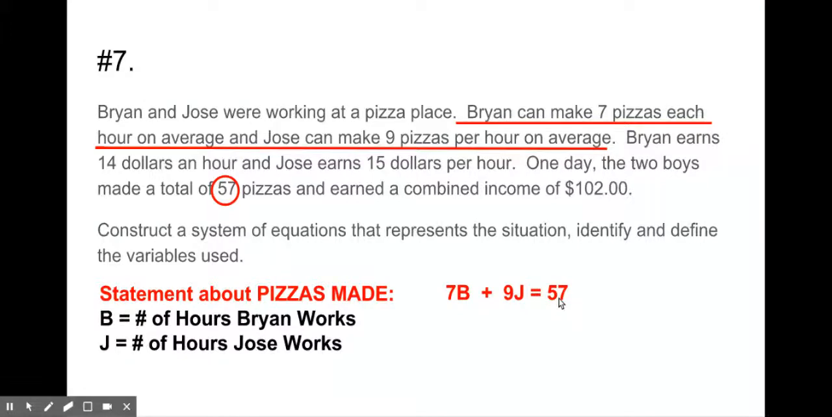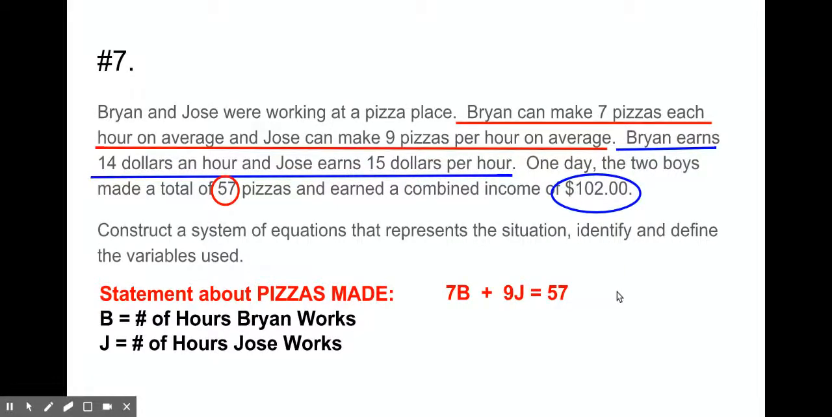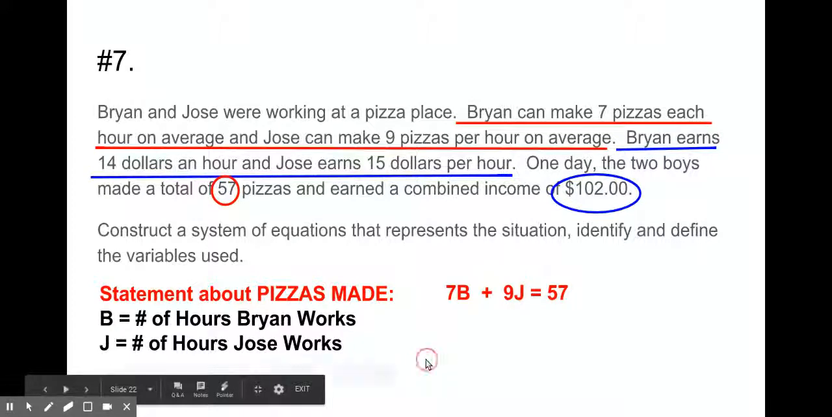Now there's more information here that we need to look at. I'm going to underline in blue the second piece of information. Here it talks about money. Brian earns $14 an hour, and Jose earns $15 per hour. Then they talk about money again down here, that one day they made $102 altogether. So I'm going to put this information all together down here.